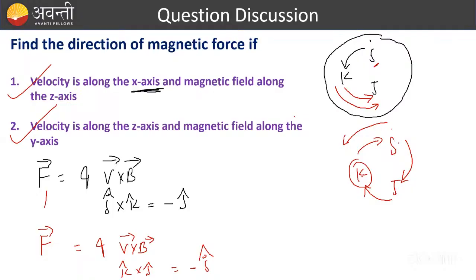ठीक है? एक्स एक्सिस के अलोंग यूनिट वेक्टर क्या है? You already know. Along x-axis, unit vector is i cap. Along y-axis, it is j cap. Along z-axis, it is k cap. And similarly, for negative x-axis, minus i cap. For negative y-axis, minus j cap. And for negative z-axis, minus k cap. So that way we can write.